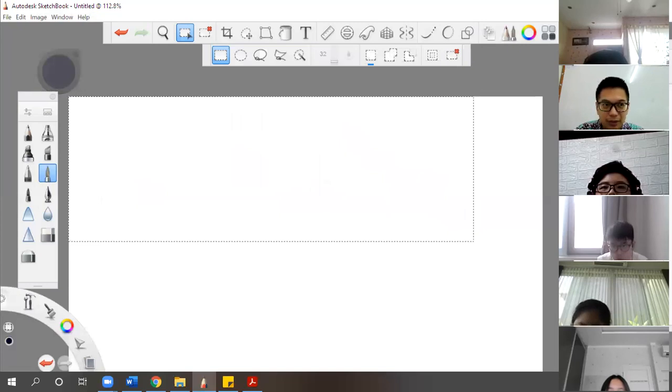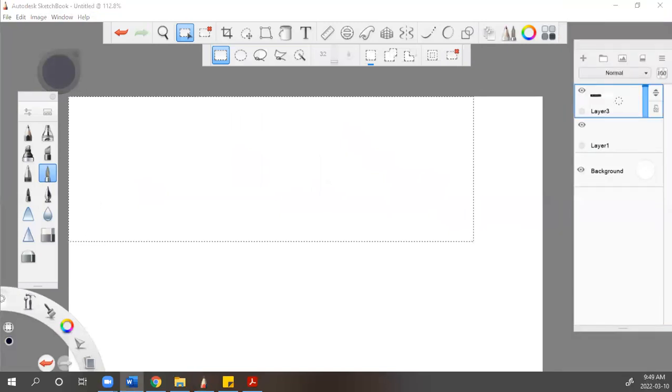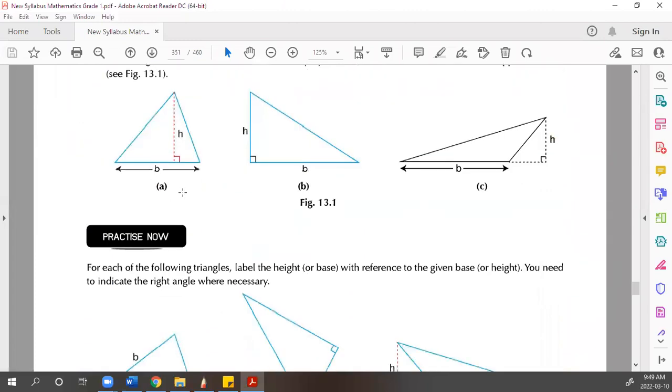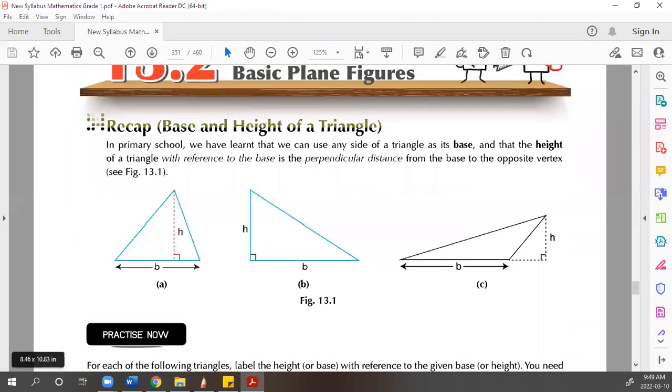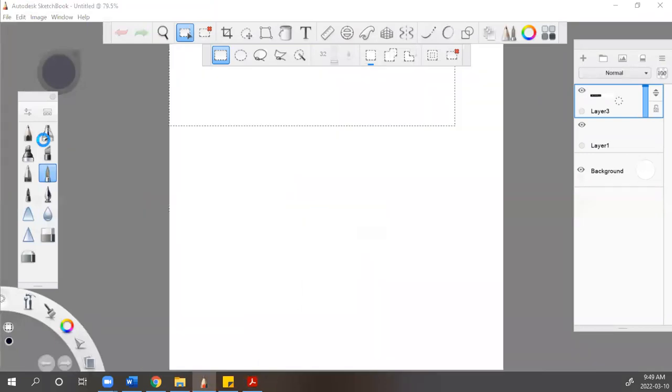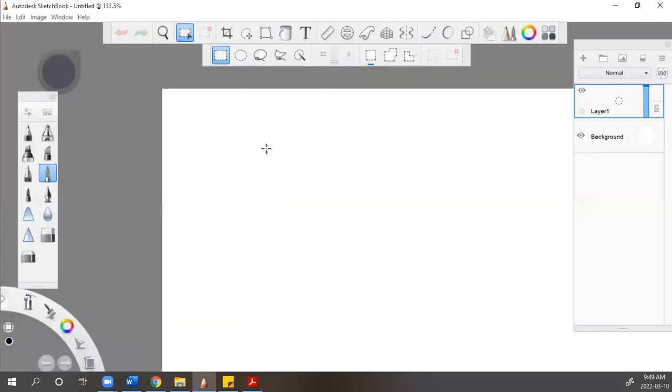Now we go to the heart of the topic, the perimeter and the area of plane figures. Let's go to the next. Basic, what is it? We have the triangle. First things first, I will explain the triangle. The triangle has the base and height, right?